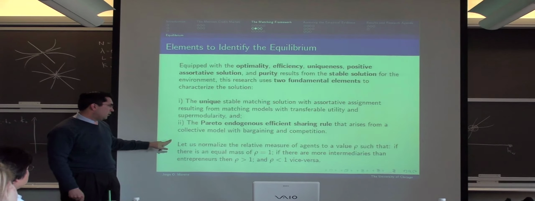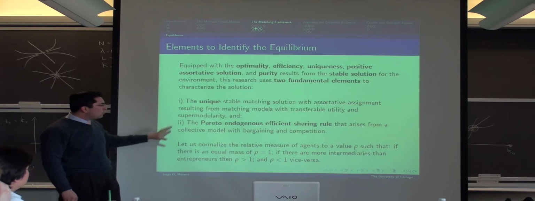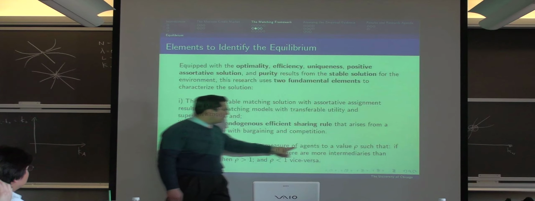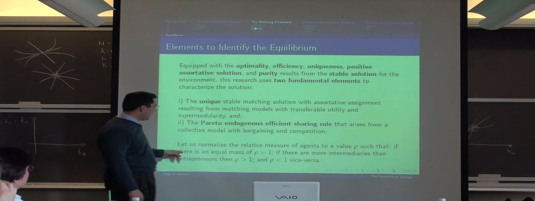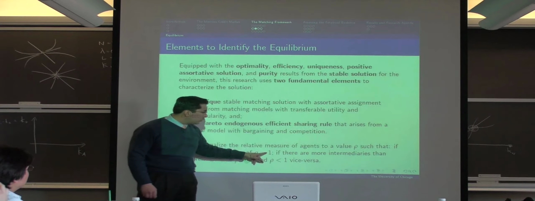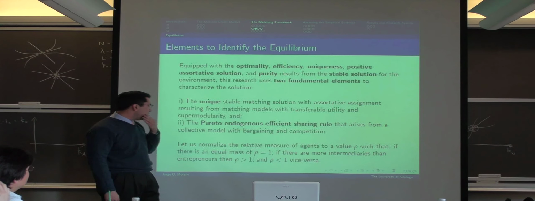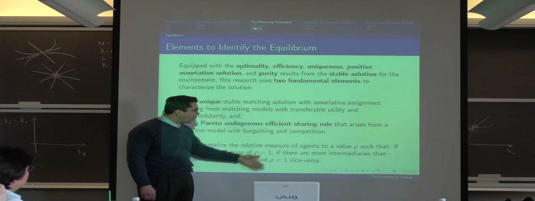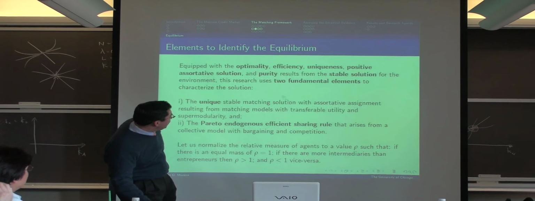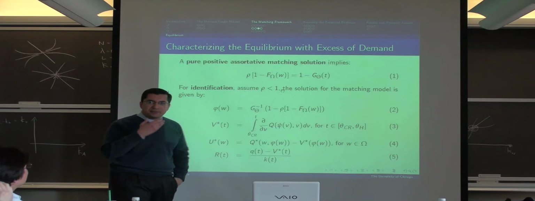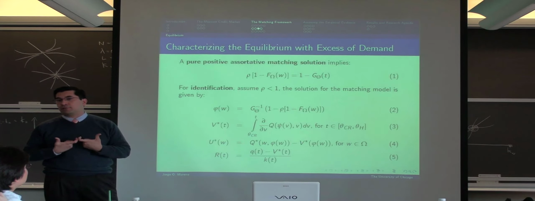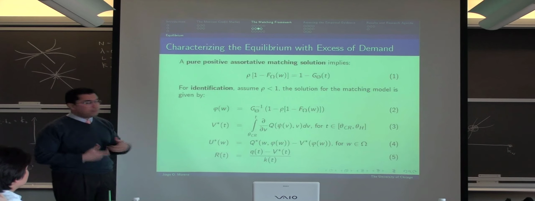I'm going to assume that we can normalize the measure of intermediaries to be rho. So if we have the same mass of intermediaries and entrepreneurs, rho is equal to 1. If there are more intermediaries than entrepreneurs, rho is higher than 1, and vice versa. What this rho allows me to do is to have identification of the solution of the prices, which is the interest rate.